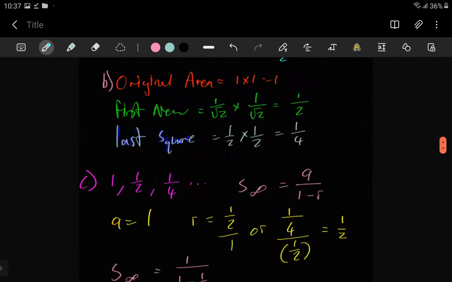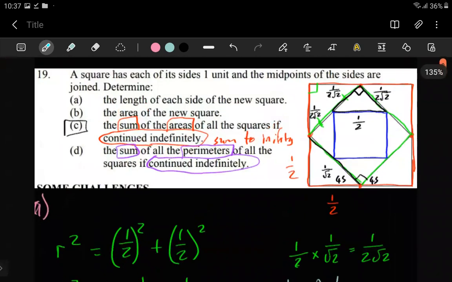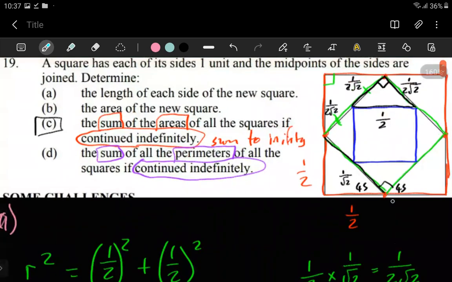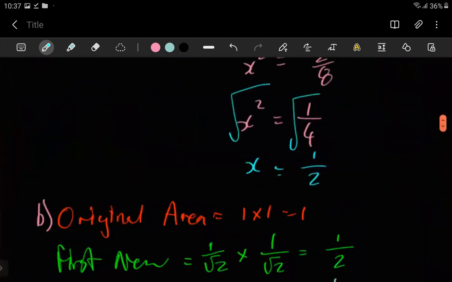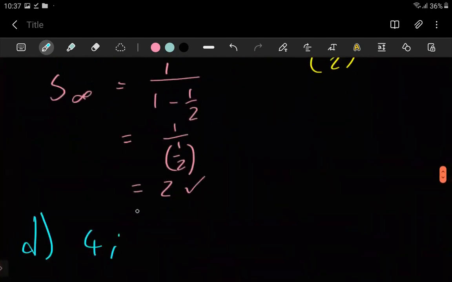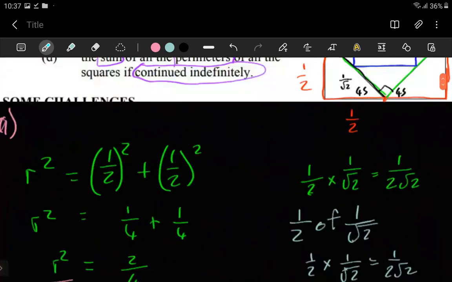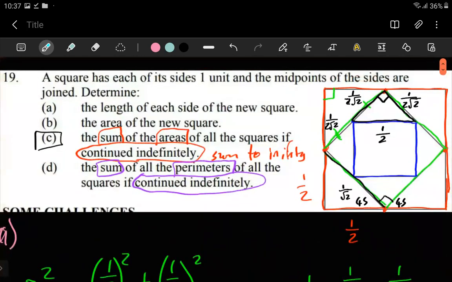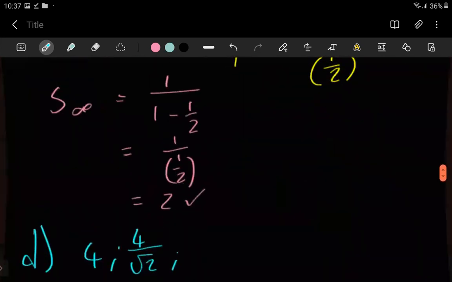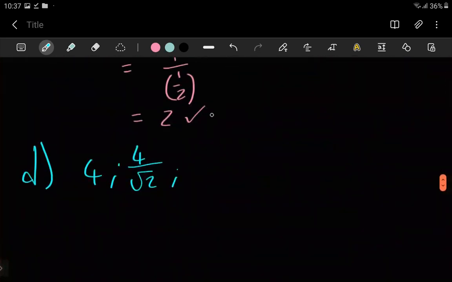That's the first term. The second one is going to be 1 over square root of 2, and then that's 4 times. So it's just going to be 4 over square root of 2. The third one is like a half times 4, which is just going to be 4 over 2. If you want to write it as 4 over 2, you can, or we can easily just write it as 2.